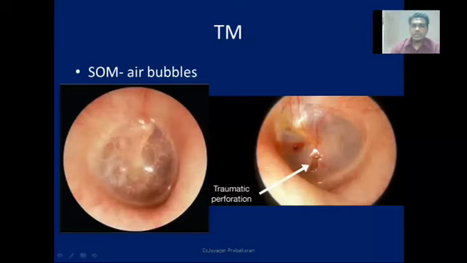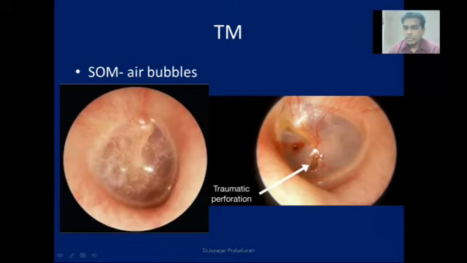And the tympanic membrane, what are the abnormalities that you can find? One is you can find air bubbles like this, such as in cases like SOM, secretory otitis media. Air bubbles are present, and this is one of the most common causes of childhood deafness and also poor school performance in children, the SOM, secretory otitis media.